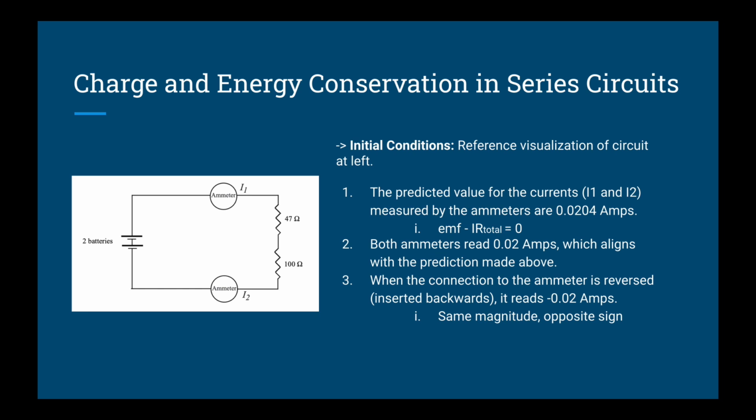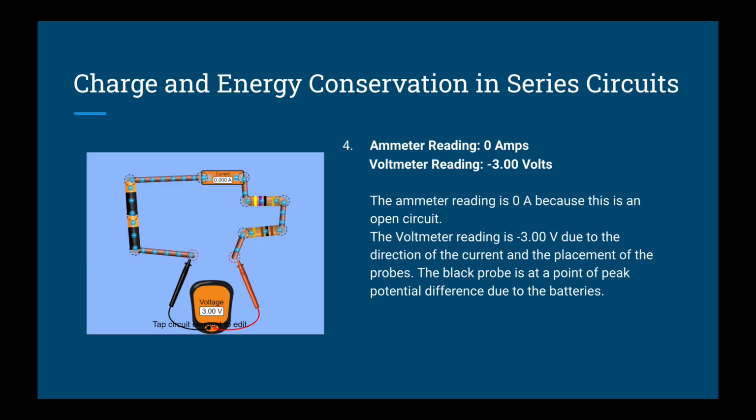Experiment and data analysis. The initial conditions can be referenced using the visualization at the left of the screen. The predicted value for currents I1 and I2 measured by the ammeters were 0.0204 amps, which was calculated using the equation EMF minus I R total equals 0. Both ammeters read 0.02 amps, which aligned with the prediction made above. When the connection to the ammeter was reversed or inserted backwards, it read negative 0.02 amps, which is the same magnitude but opposite in sign.